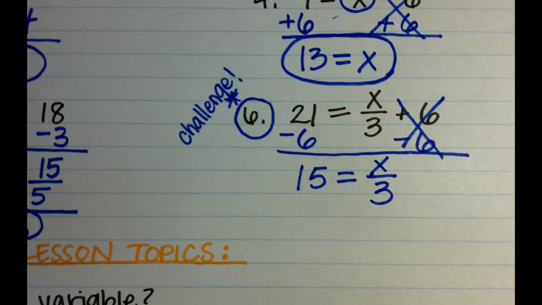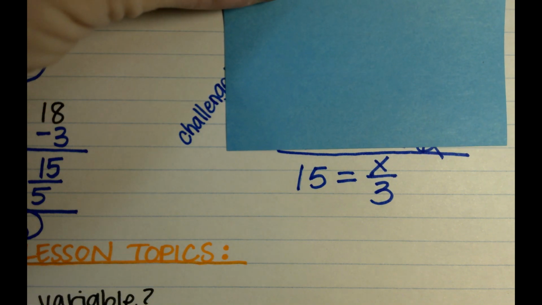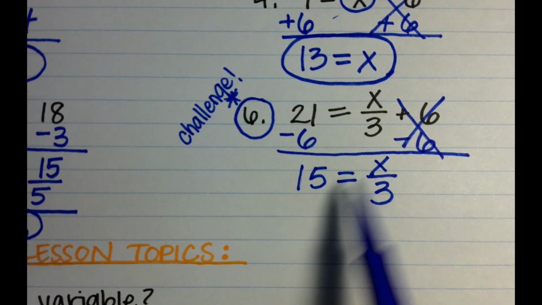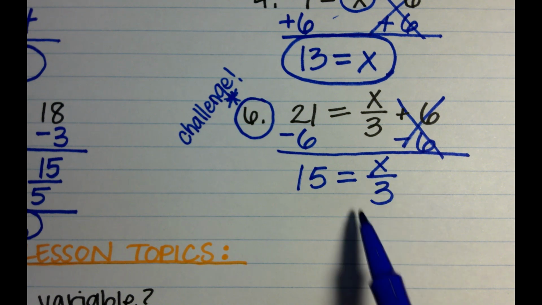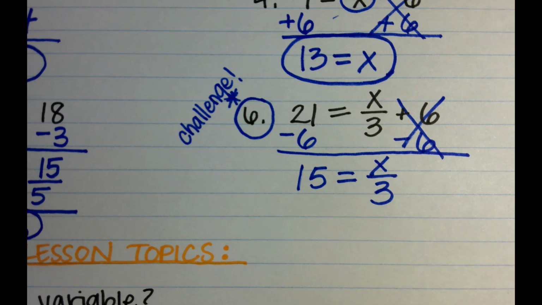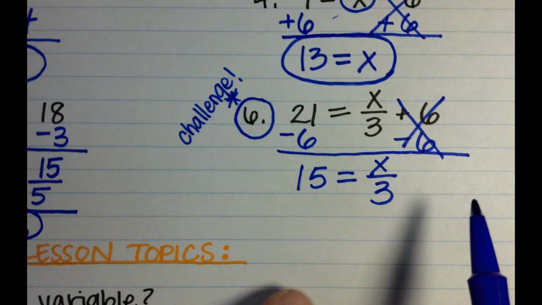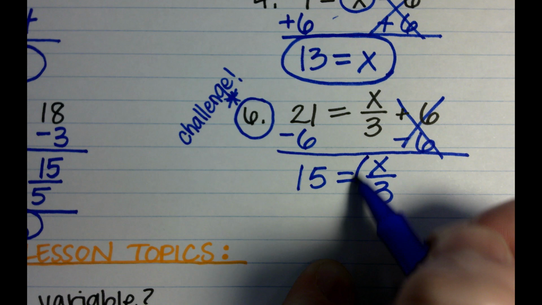Okay. So again, just like last time, pretend that the top half is gone. You have a whole new equation. 15 equals x divided by 3. What number divided by 3 gives us 15? So how am I going to figure this out? What do I do to get x by itself? Times it by. Yes, we have division here. We'll do the opposite. We're going to multiply by 3.